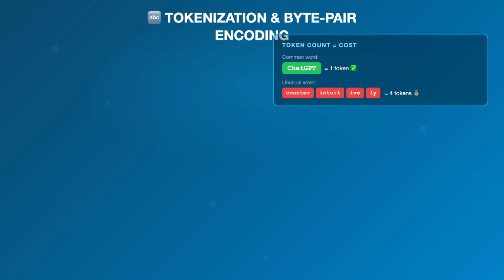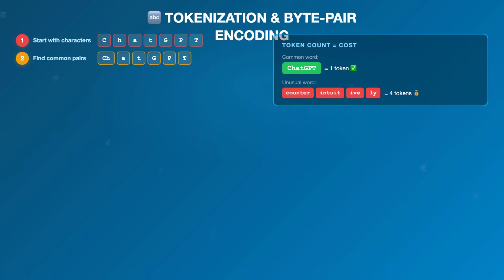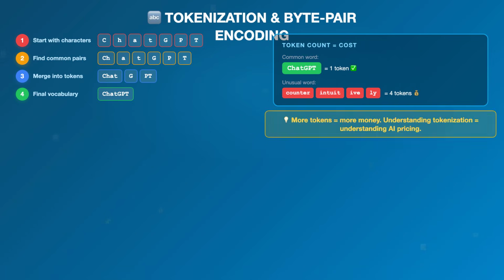Before an LLM reads a single word, it converts text into numbers. That's tokenization. The dominant method is Byte-Pair Encoding, or BPE. Here's how it works. Start with individual characters. Find the most common pair, say T and H. Merge them into a single token, TH. Repeat thousands of times until you hit your vocabulary size.